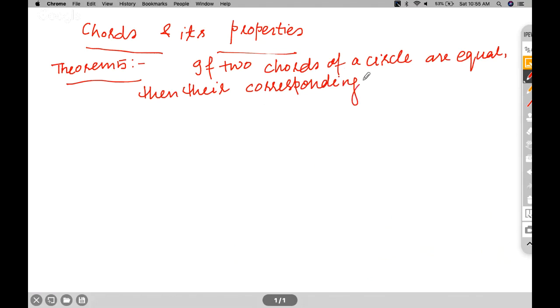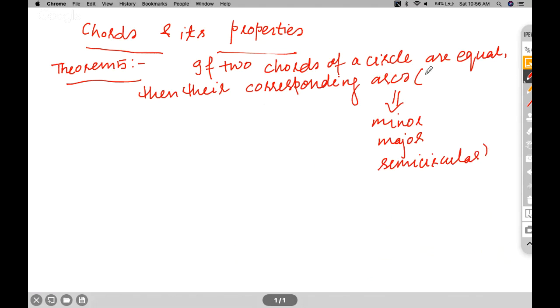Then there are corresponding arcs. And when I talk about arcs here, I'm talking about three. I have taught you three kinds of arcs: minor, major, and semicircular. So I'm talking about all three of them are congruent. So you have to do this. Okay. Just try to solve it.